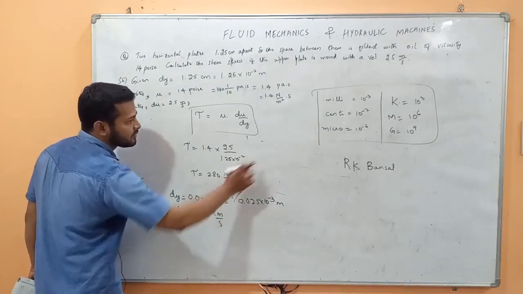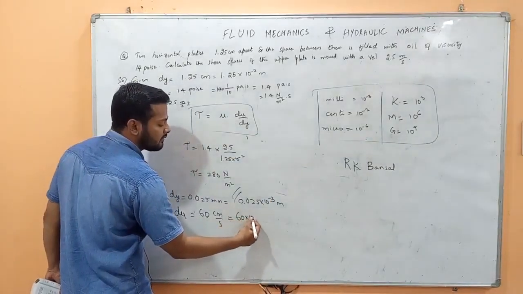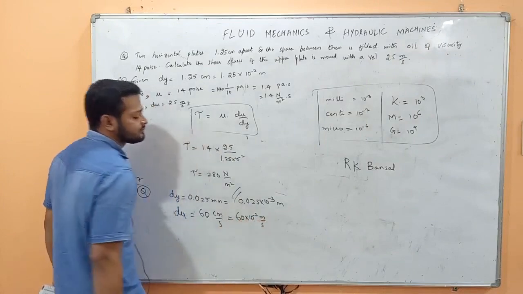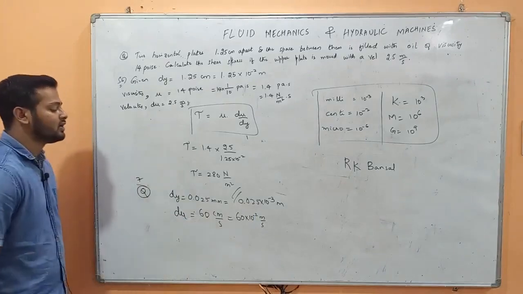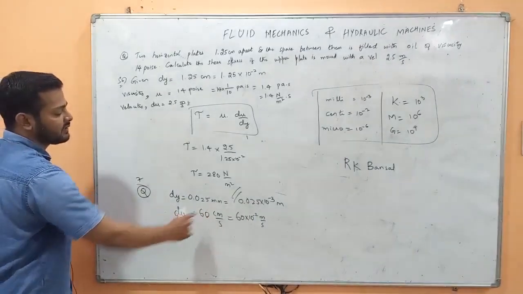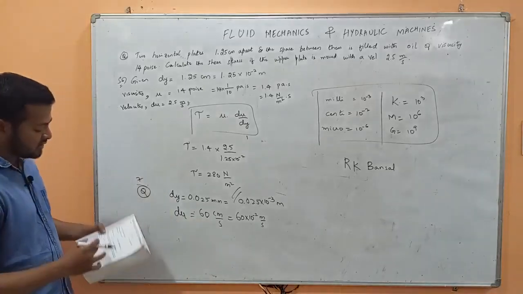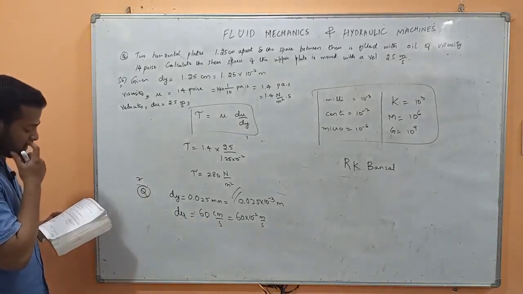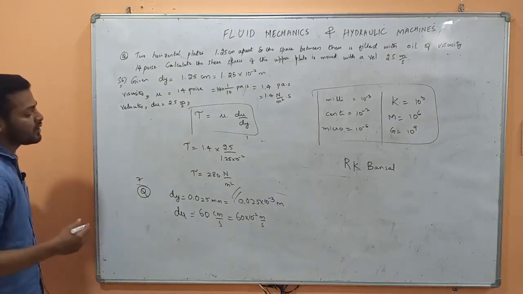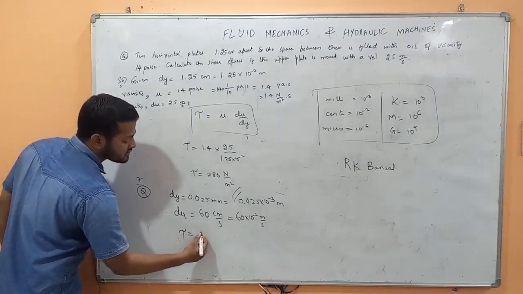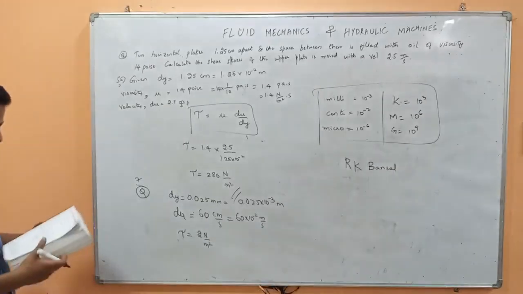Centi is 10 power minus 2. So 60 into 10 power minus 2 meter per second. Meter per second is the SI unit of velocity, not centimeter per second. With the help of units only I got to know that this is velocity; in the question he has not said that this is velocity. Next, requires a force of 2 Newton per meter square. This is shear stress. 2 Newton per meter square has been given in the question.